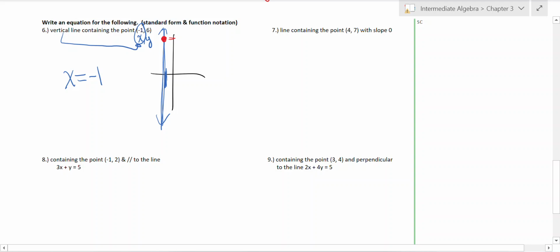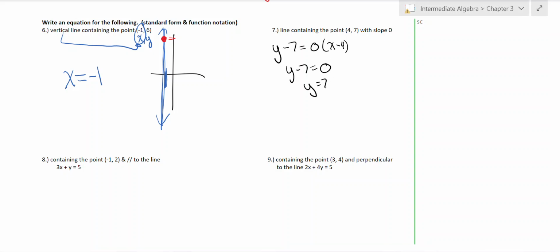Very similarly, we're going to talk about how you do this with number 7. Technically, with number 7, you could put this into point slope form. y minus 7 equals 0 times x minus 4. And then we get y minus 7, anything times 0 is 0, and then add the 7. But again, what we can do is we can think about this and visualize it.